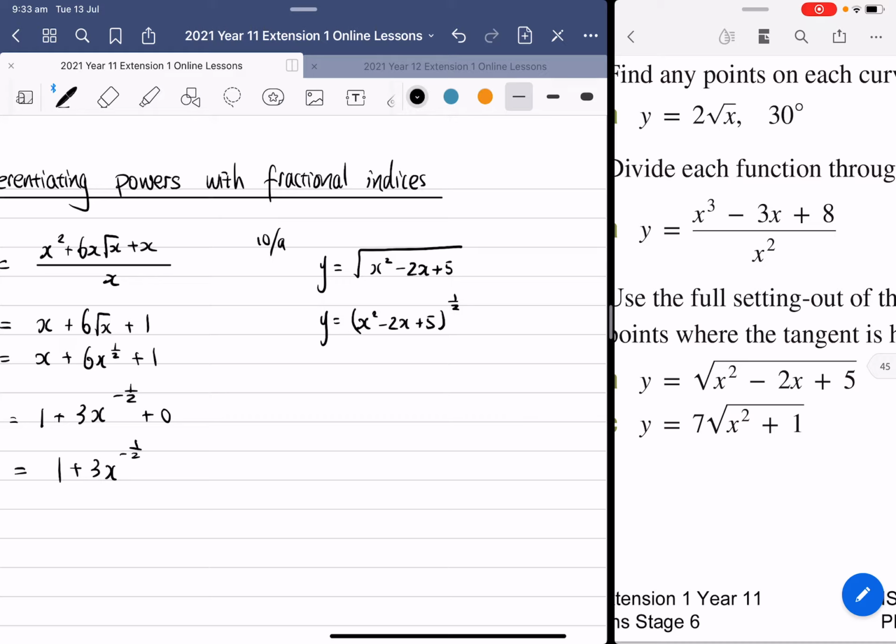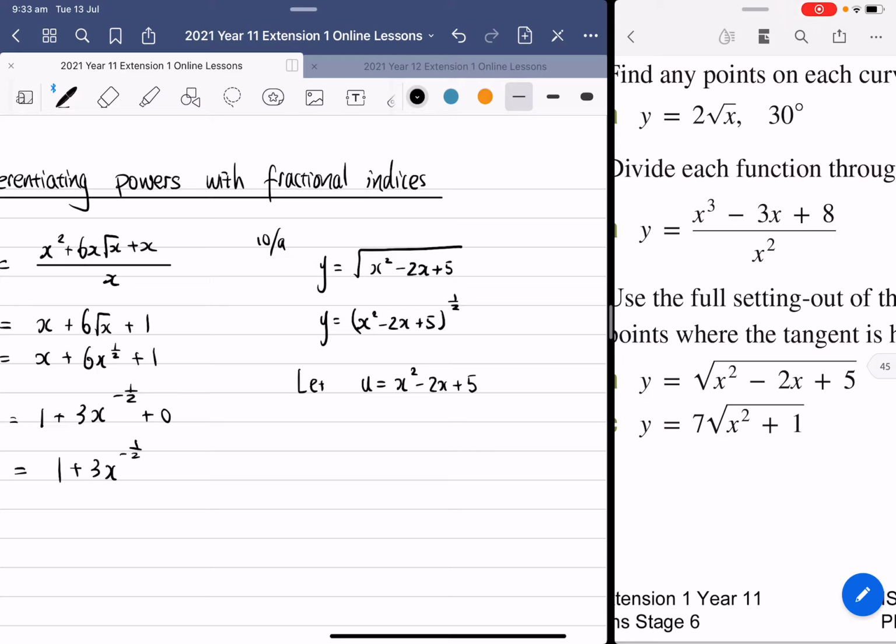But since the question asked me to do it this time, I will show the full setting out for the chain rule, but I still feel like this is not the best method to use, all right? So I will let u equal x squared minus 2x plus 5. So you're replacing what's inside this bracket by another function, which is u.